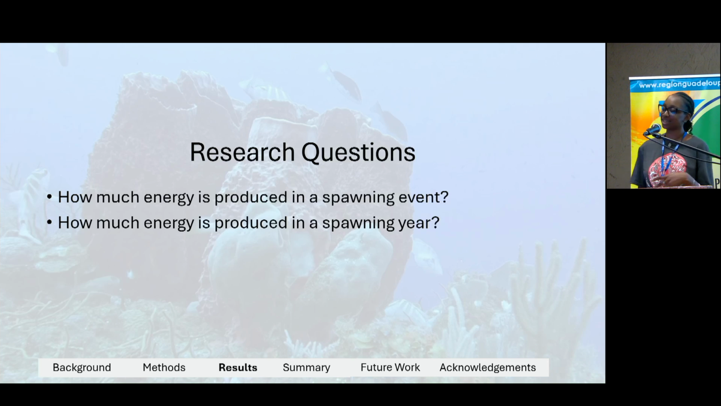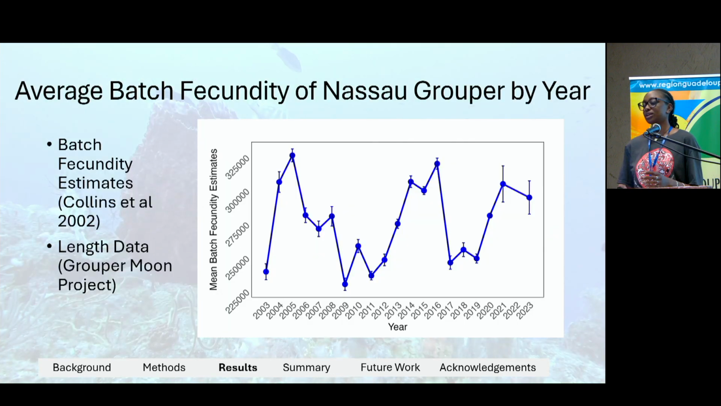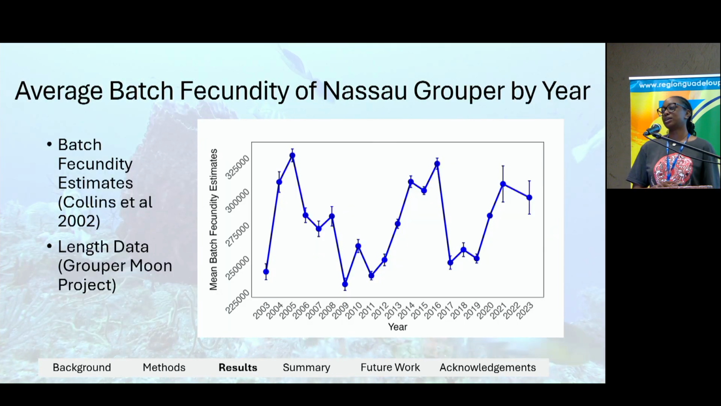And so that goes into my next set of research questions about how much energy is produced in a spawning event and then a spawning year. To do this, I had to get average batch fecundity estimates, and that data was not available to me at the time, but another study, Collins et al. 2002, had done a study on red grouper where they could use length estimates to measure batch fecundity estimates, and I already had length data from the Grouper Moon project going as far back as 2003.